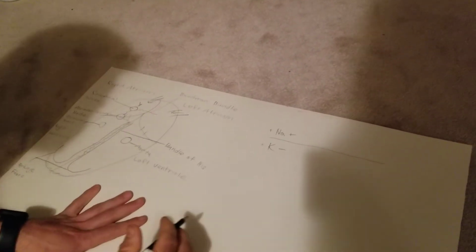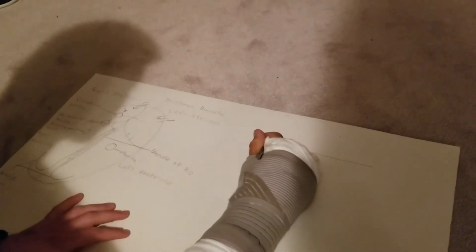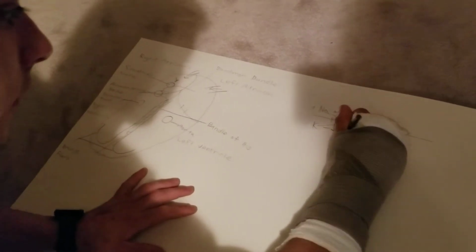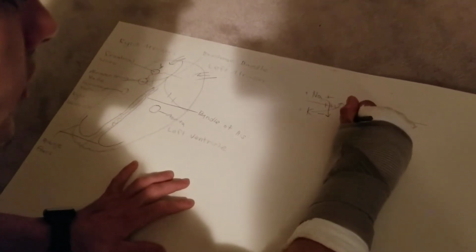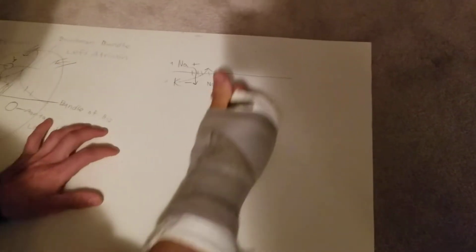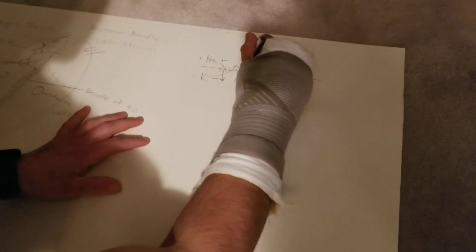So when an action potential is created, sodium channels open, or they don't open, sodium comes into the cell, and then once they reach threshold, then the gates open and the sodium rushes in, and the potassium channels open and the potassium goes out. So now we have sodium on the inside, and we have a positively charged cell, and we have potassium on the outside, we have a negative charge.